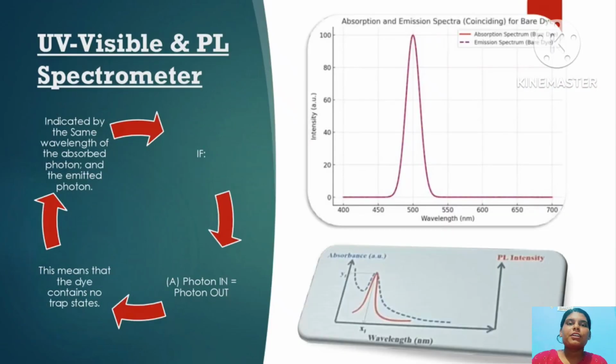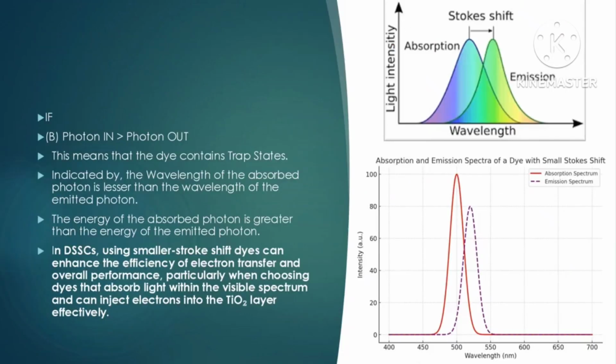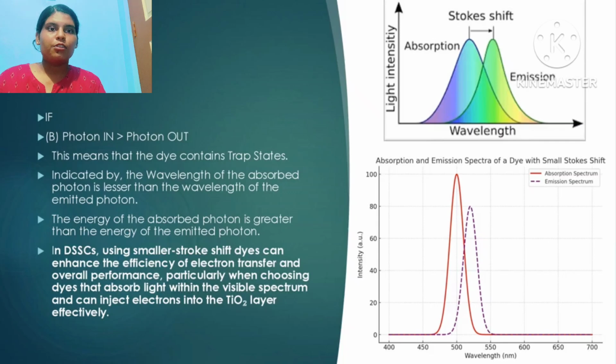So in this slide, we can see that the photon in value matches the photon out value, which means the dye does not contain any trap states. We can see both the photon in and photon out coinciding in the same graph, meaning that it has no trap states. In the second case, the photon in is greater than photon out, which basically means that there are trap states in the dye.